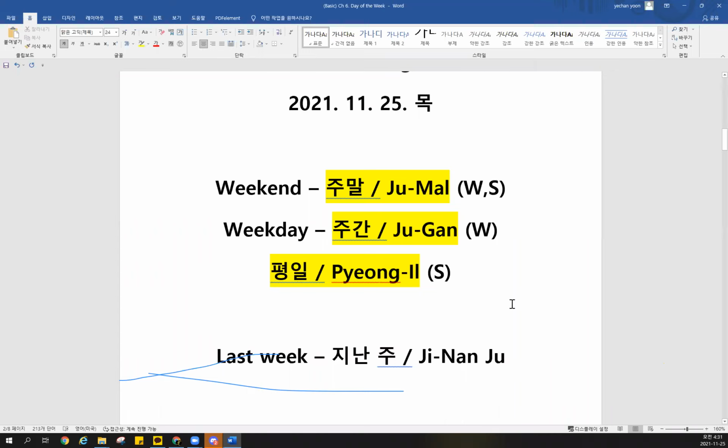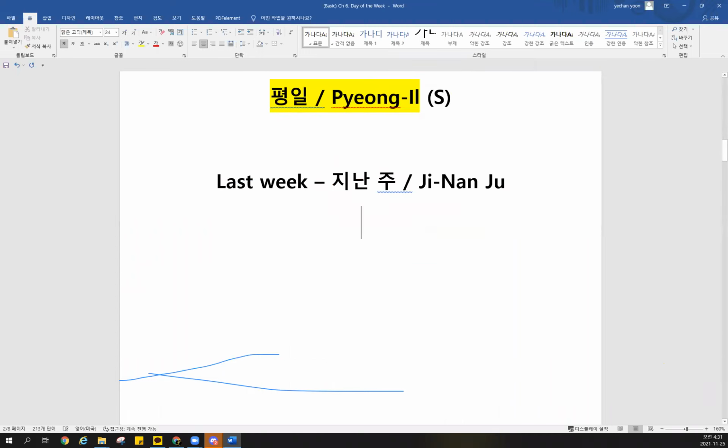How about next week? Next week, you can say 다음 주. Next is 다음. Sorry, guys, my brain is not working right now. It's like 4:30 a.m., so please understand. So, 다음 주.